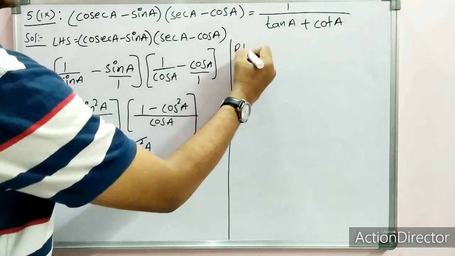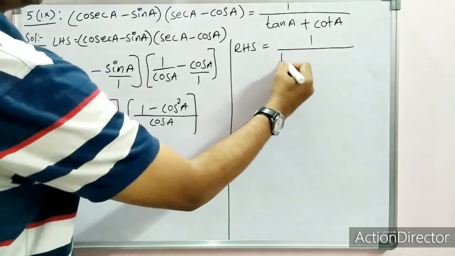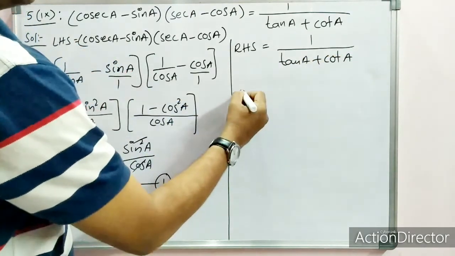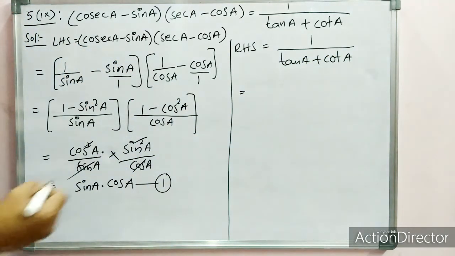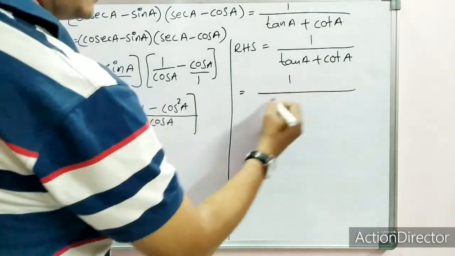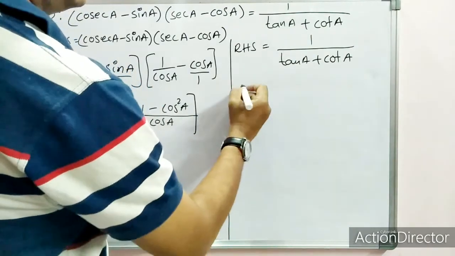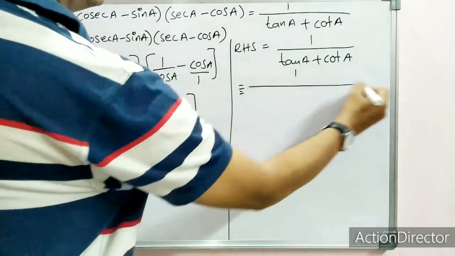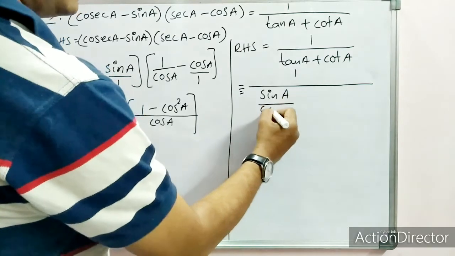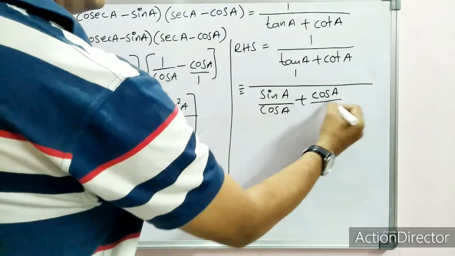Now take the RHS part. RHS is 1 by tan A plus cot A. Now you see, convert again in terms of sine and cos. Tan A is equal to sine A by cos A, so it is 1 by (sine A by cos A plus cos A by sine A).